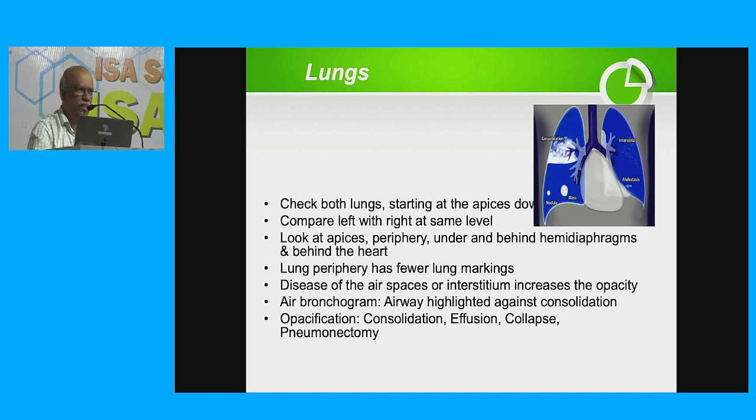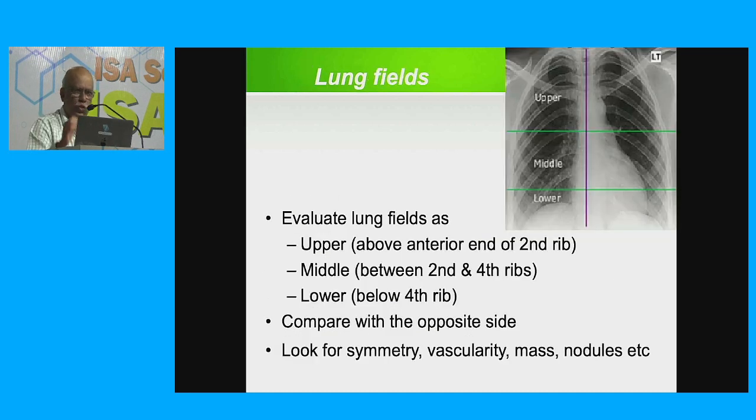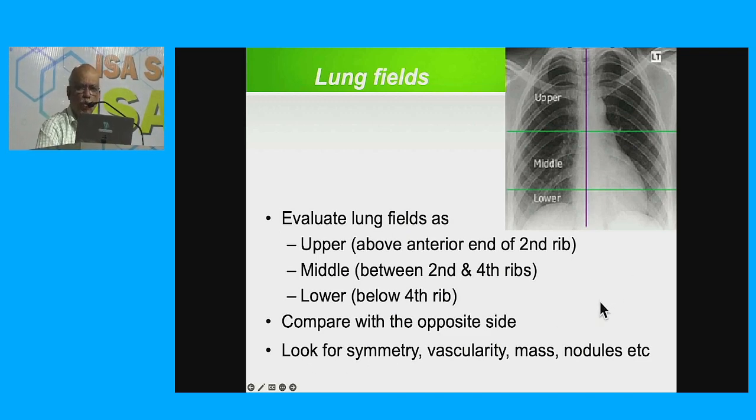And if there is any lesion, you may again have to get a lateral view for delineation. So the lung fields are evaluated as upper, middle, and lower. This is just for explanation's sake only. Always compare both sides, and look for symmetry, vascularity, mass lesions, nodules, etc.